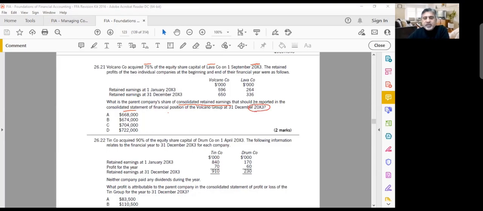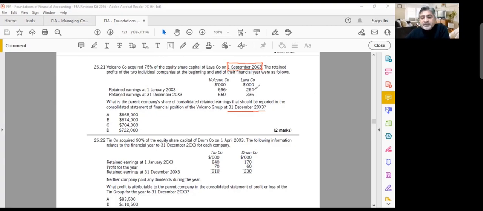This is for 31st December 2003. Remember, you acquired on 1st September 2003. Financial statements are for 31st December 2003, which means September, October, November, December. So if you see that Volcano, this is the parent, their opening retained earnings were 596 and closing retained earnings are 650. So they made a profit during the year of 54.